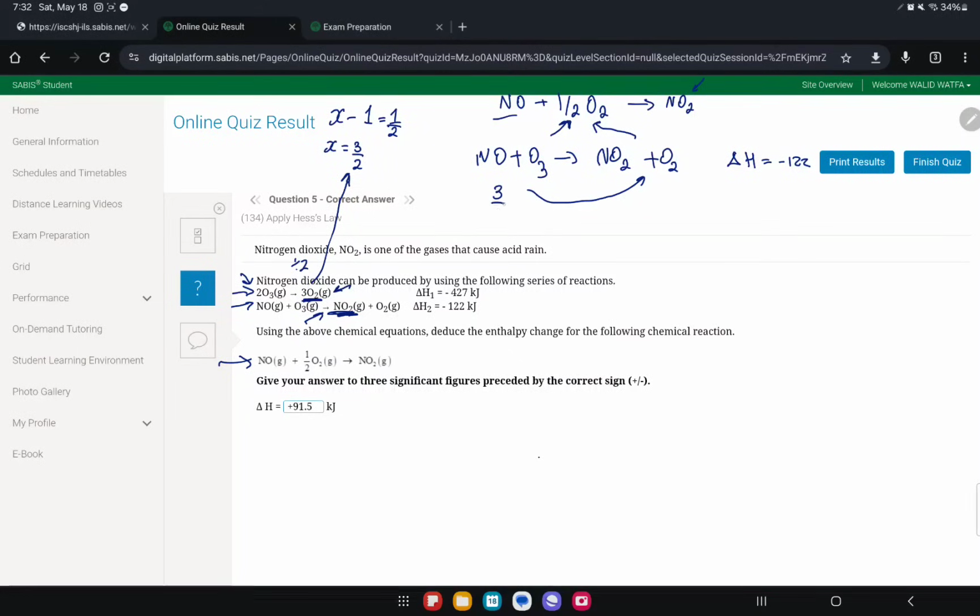It's going to become 3 over 2 O2 to produce 2 over 2 O3. I just divide everything by 2. Since I flipped, it becomes positive. But I also divide by 2, so I have to divide the energy by 2, so it's going to become 313.5, if I'm not wrong.